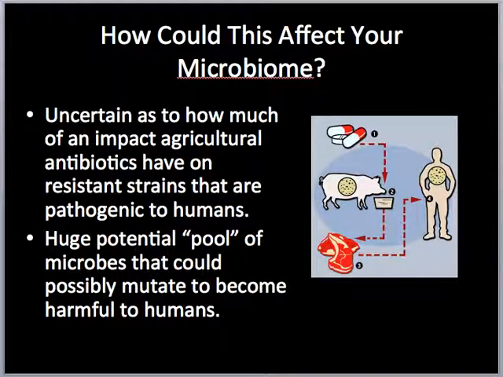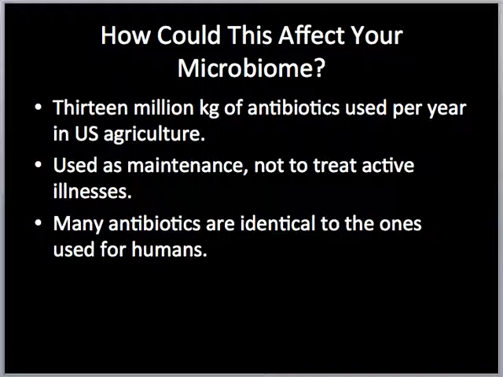Now, how could this affect your microbiome? We're uncertain as to how much of an impact agricultural antibiotics have on resistant strains that are pathogenic to humans. There's a huge potential pool of microbes that could possibly mutate to become harmful to humans. 13 million kilograms of antibiotics are used per year in U.S. agriculture. They're used as maintenance and not to treat active illnesses. Many of these antibiotics are identical to the ones used for humans.